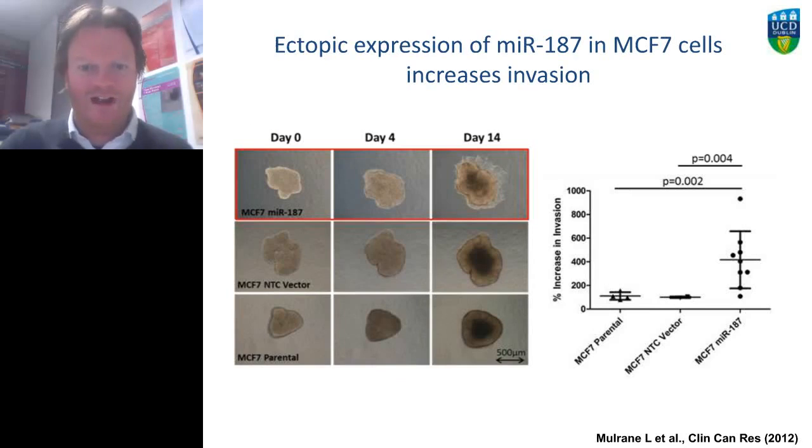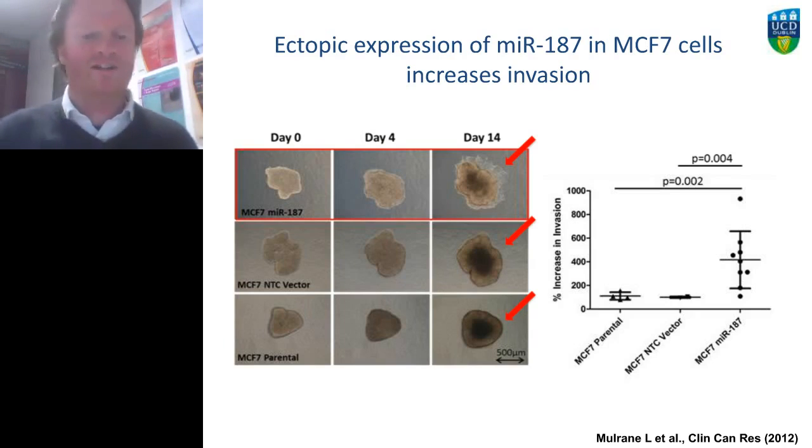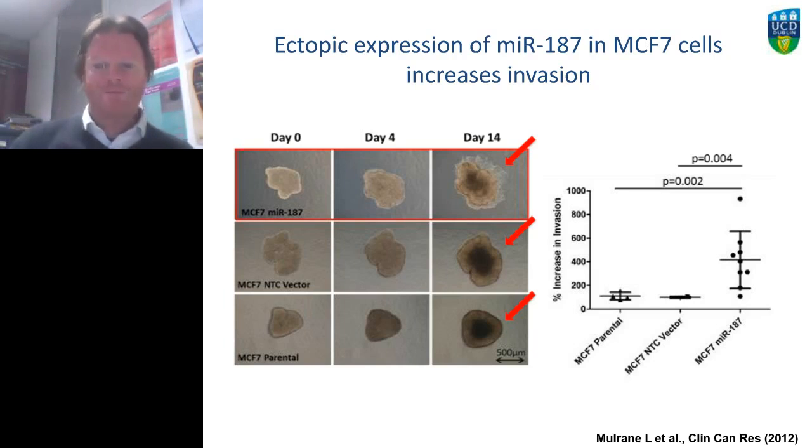And if we look at the level of invasiveness using an invasion into collagen test, we can see that the cells that have the microRNA expressed really invade into the collagen matrix, whereas the cells that have the vector or control don't. So stable expression of this microRNA in breast cancer cells makes them more invasive, makes them more migratory, and makes them more aggressive and more tumorigenic. So again, we've got a phenotype that's associated with the overexpression of this microRNA.